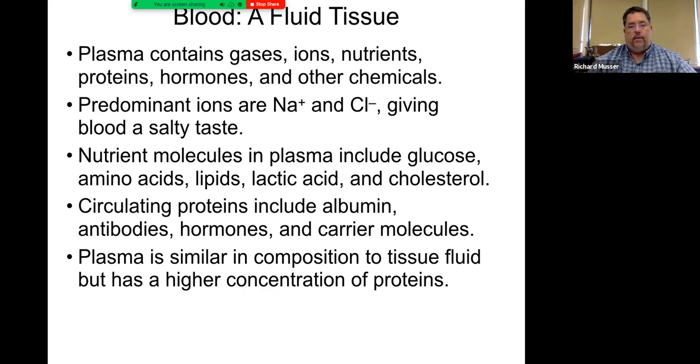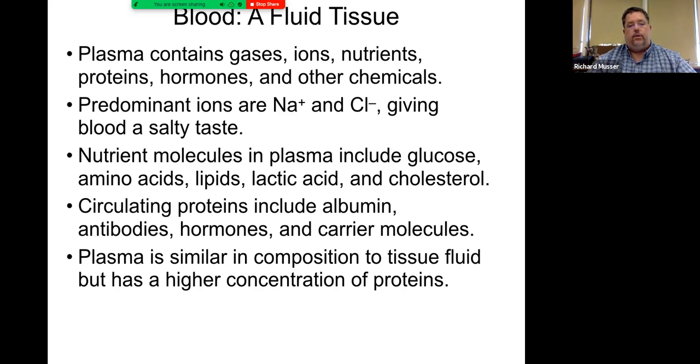There's also a variety of proteins like albumin that's floating around in it, as well as hormones. So blood is also very important for transporting hormones, let's say from your testes to other portions of your body that would have receptors that respond to it, or estrogen, or just a ton of different types of hormones out there. Blood is also important for transporting nutrients such as glucose, amino acids, lipids, lactic acid, and cholesterol.